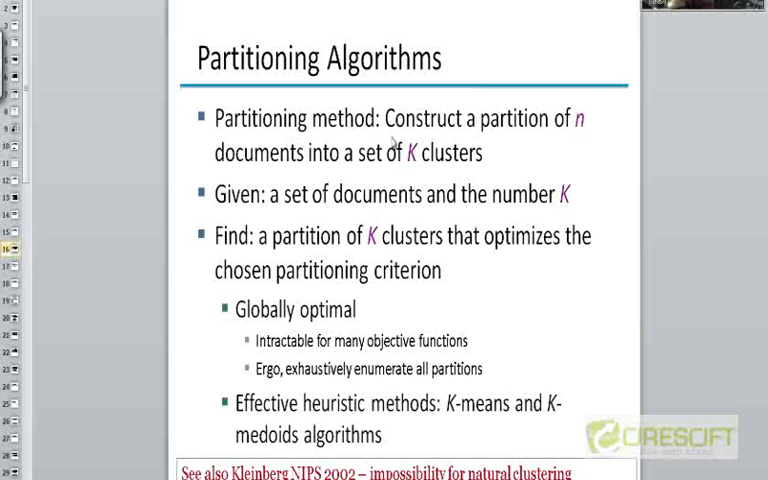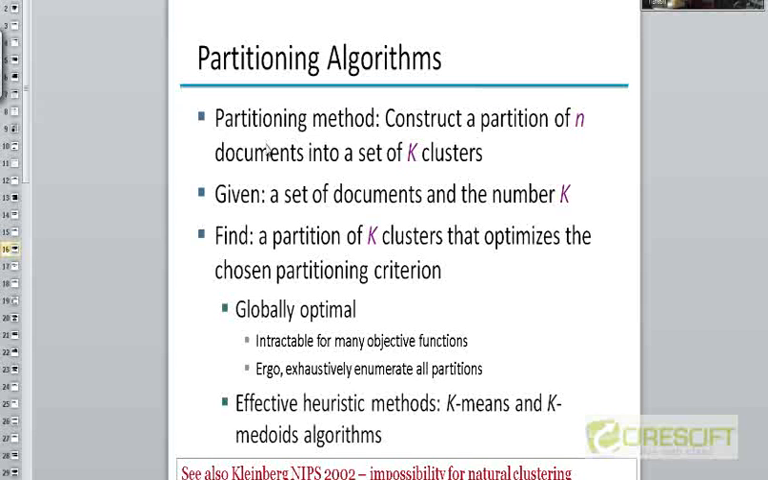So what is K-means clustering? You are given a set of documents and you are given a number k. This is the number of clusters you want to have at the end. And you want to partition this set of documents into these k clusters. So what is a partition?